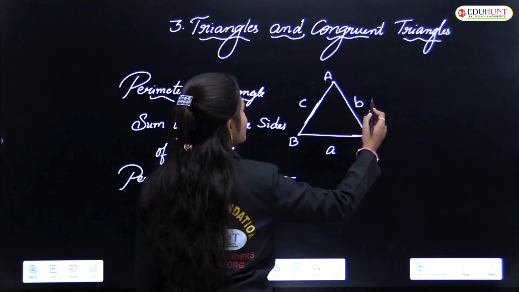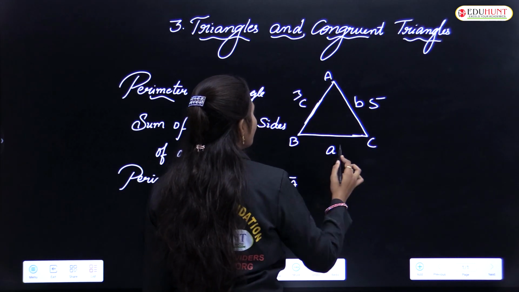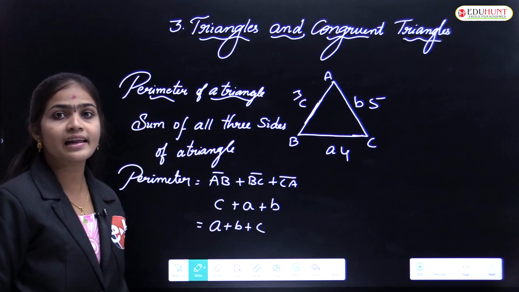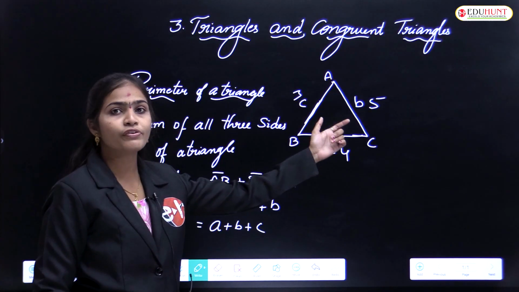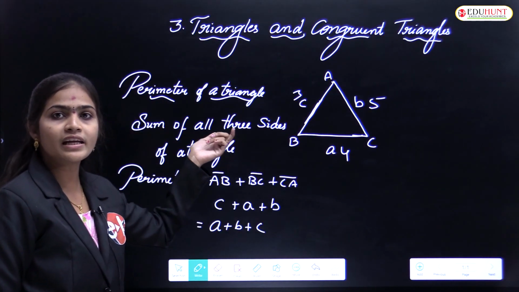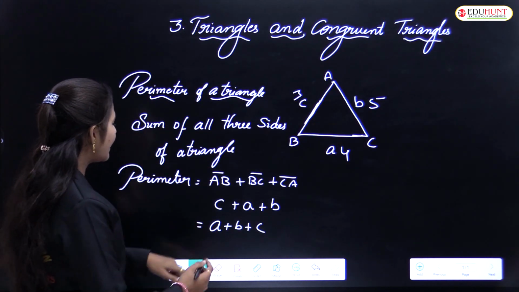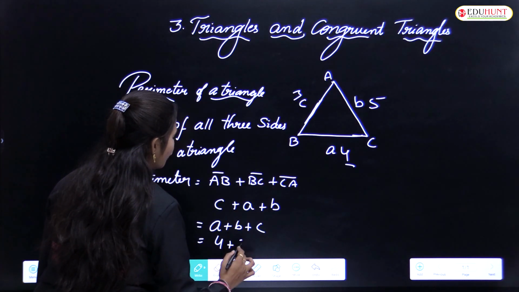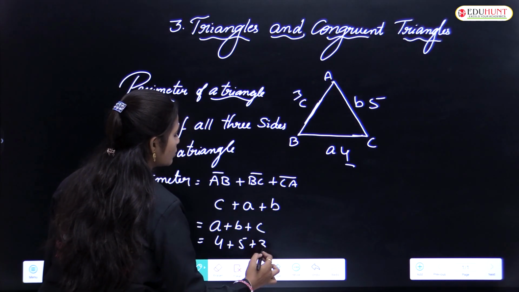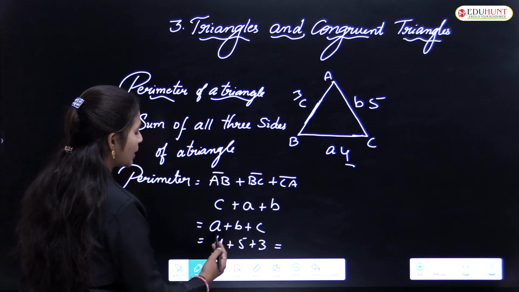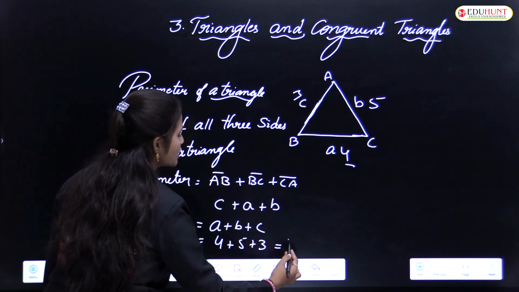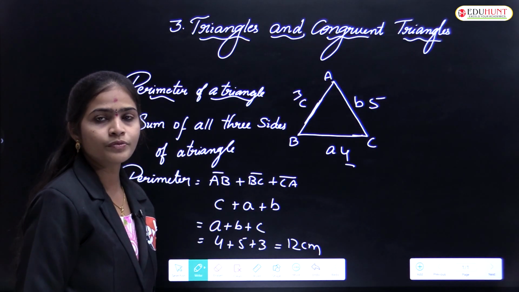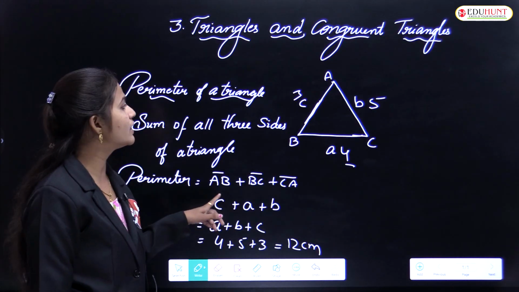For example, here this side is 5 centimeters, this is 3 centimeters, this is 4 centimeters. What is the perimeter of this triangle? How can we find that? Here a is equal to 4, plus b is equal to 5, plus c is equal to 3. So 5 plus 4 is 9, 9 plus 3 is equal to 12. So 12 centimeters. Is it clear to you? This is the formula we can use.